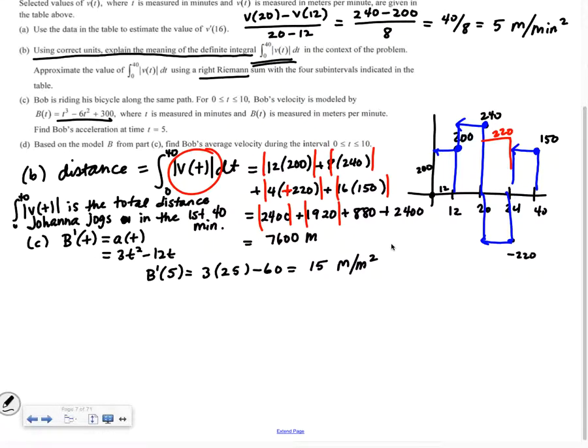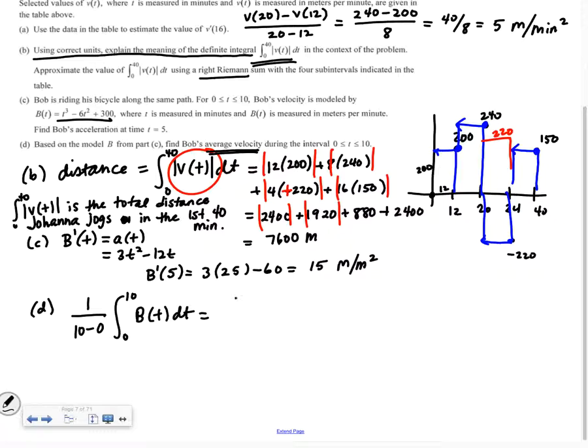All right, let's give myself some more room. So it says part D, based on the model B from part C, find Bob's average velocity. Okay, so average velocity you could do 2 different ways. You could do the average rate of change of the position, but we don't have the position function, so we can't do it that way. Or average velocity could be the average value for the velocity function, and we do have the velocity function. So we're going to set it up as 1 over b minus a, right? 1 over 10 minus 0, the integral from 0 to 10. And then we're going to put in the velocity function, which was our b of t.